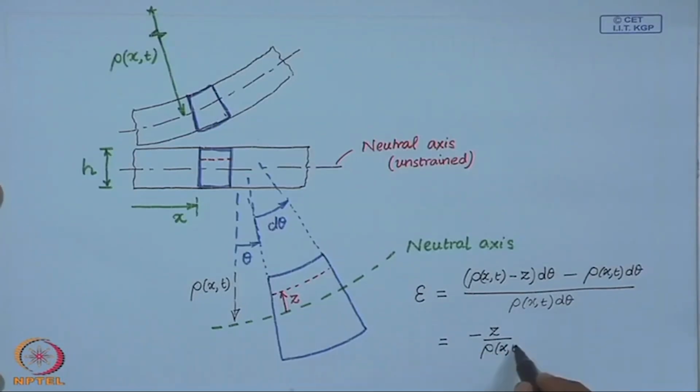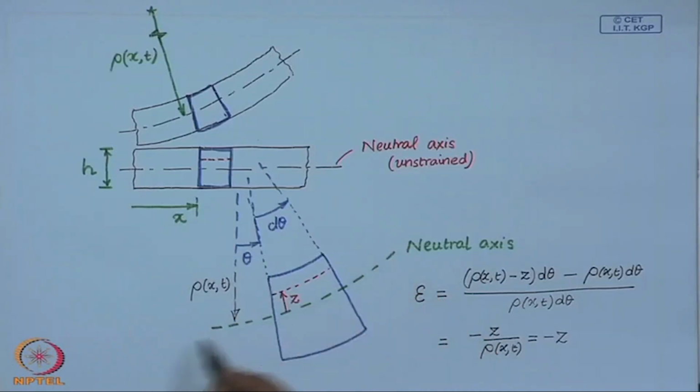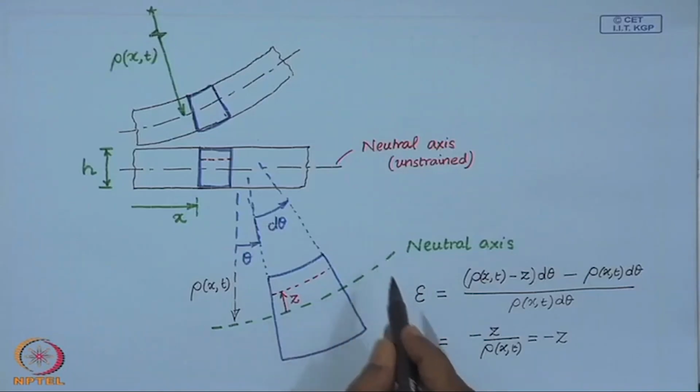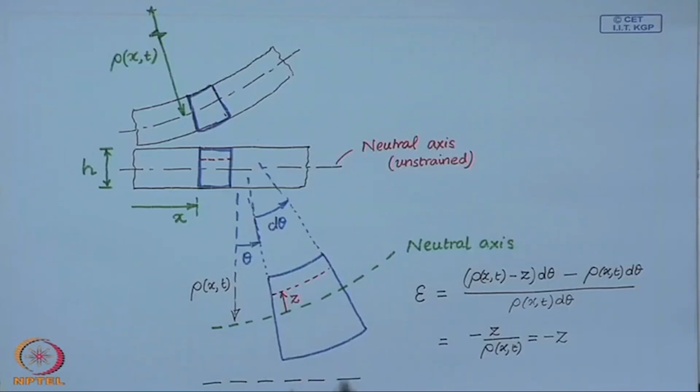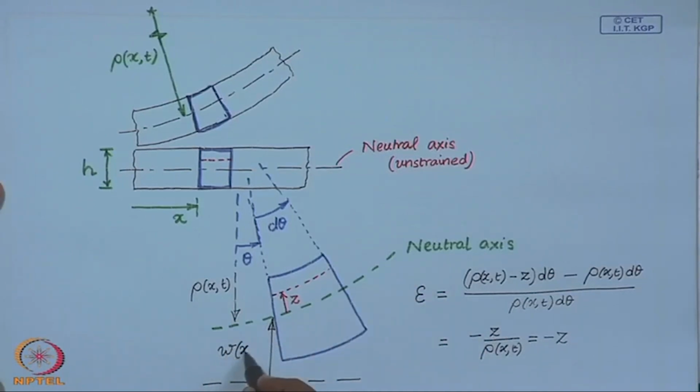now 1 over rho, 1 over the radius of curvature, is known as the curvature, and the expression of curvature in terms of the equation of this neutral fiber. So, if you represent the equation of this neutral fiber in terms of the deflection of this neutral fiber from the undeformed neutral fiber.